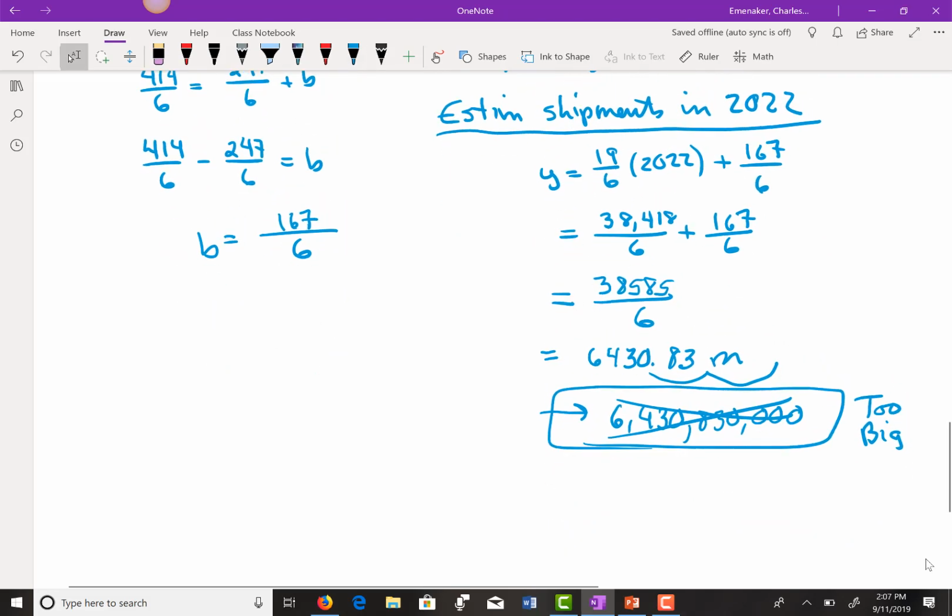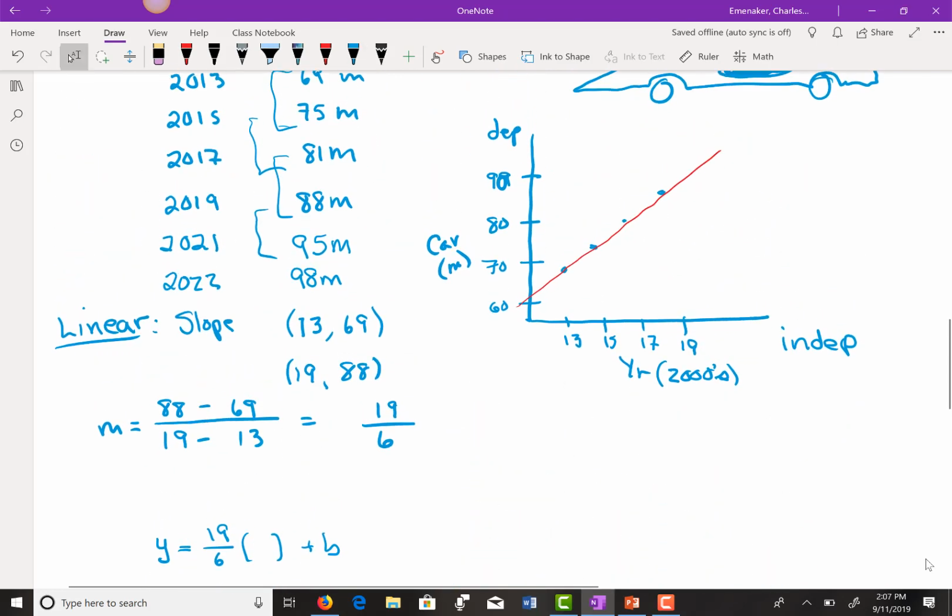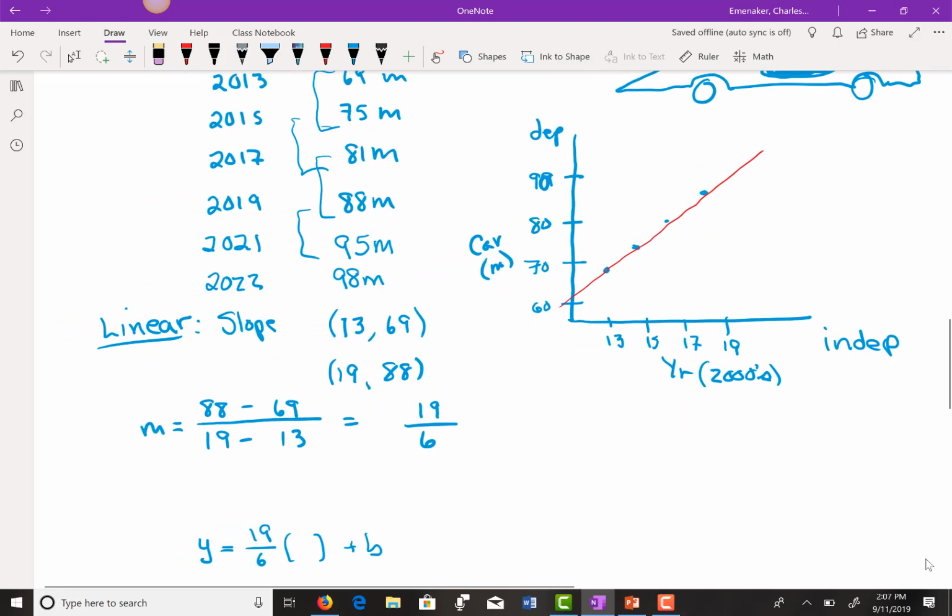Well, let's see. What did we try before? We tried putting in 2022. What are we going to try this time? 22. Because remember when we were doing our x values, remember here on the graph and over here on the slope, our x values were just the last 2 digits, weren't they? So we have to be careful.